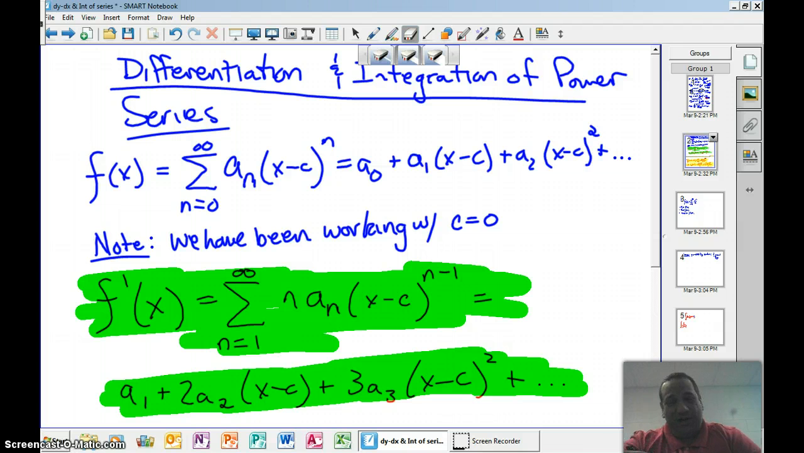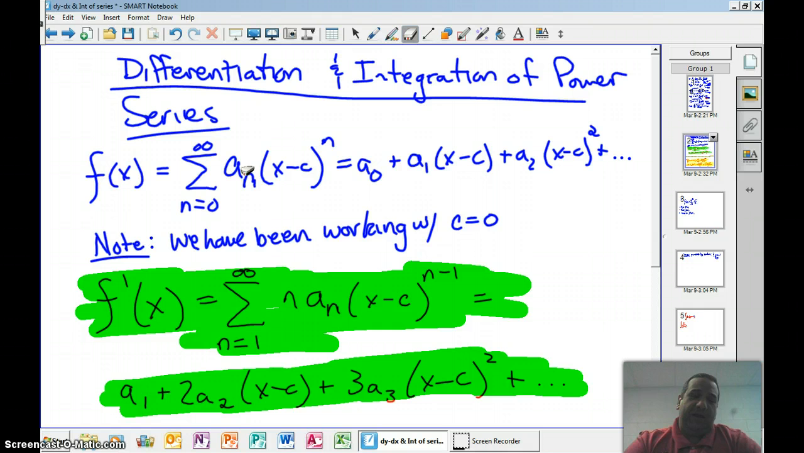We're doing differentiation and integration of power series. So now that you know what a power series looks like, here is the general format. It's a_n, which would be your a, times x minus c, raised to the n power. You never saw the minus c because that's where it's centered. It's always been centered at 0.